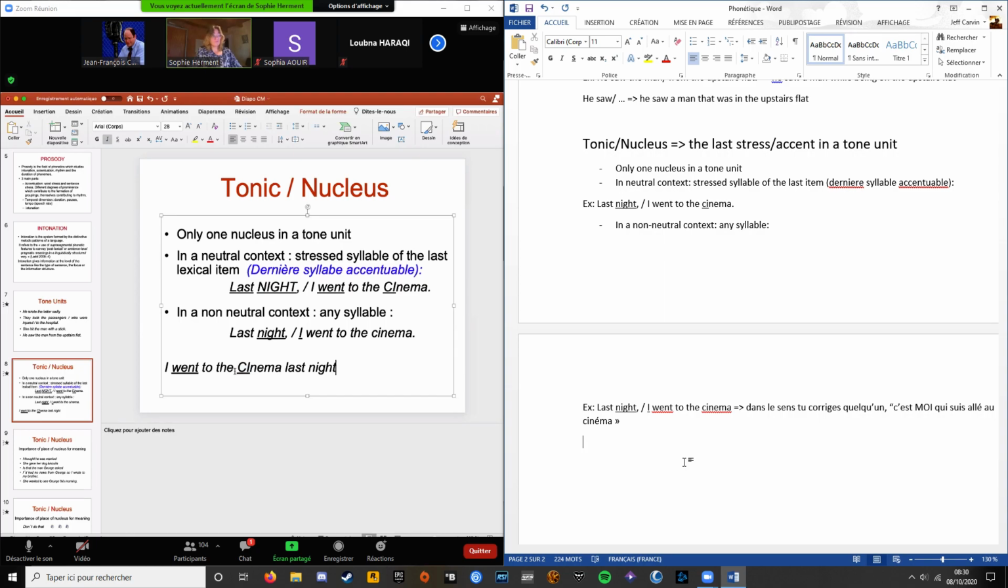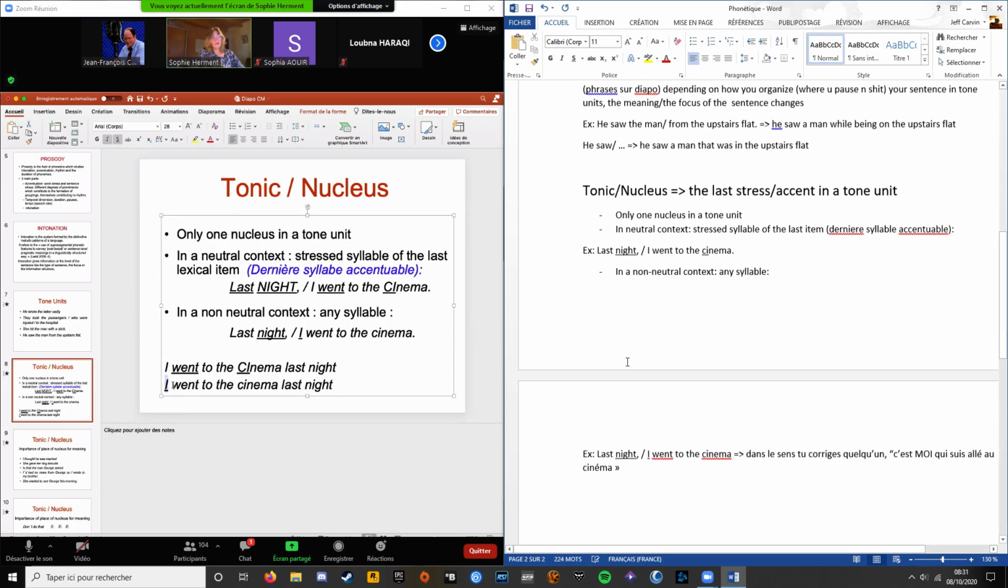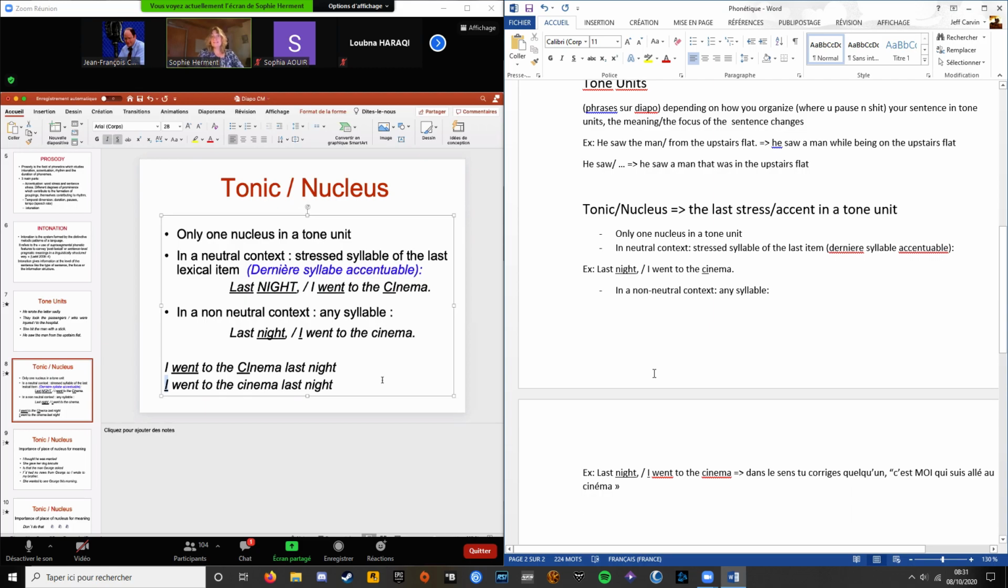But you could also say exactly the same sentence, saying, I went to the cinema last night. So in that case, you'd have simply, I went to the cinema last night. And your nucleus would be I, and it would be the only sentence stress. And if you say, I went to the cinema last night, it means it's not John who went, it's me. So I went to the cinema last night.